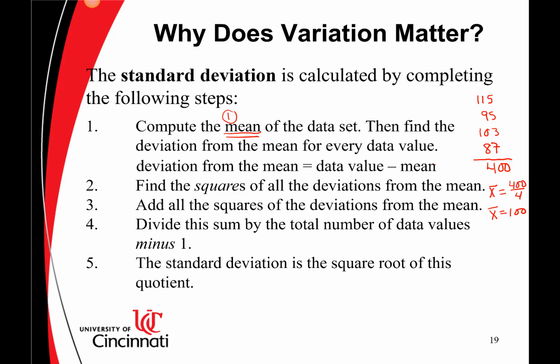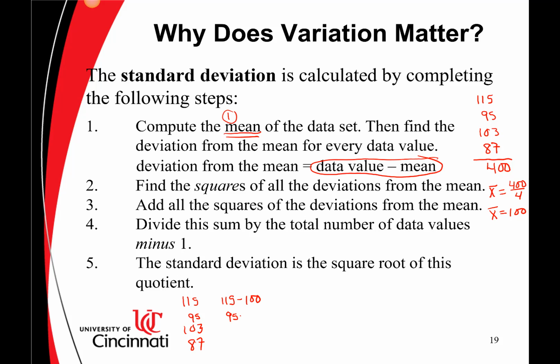Step 2 says that for each set of data, you do whatever that value is minus the mean. So what that's going to allow us to do is we're going to take the 115, the 95, the 103, and the 87, and in each case, we're going to subtract whatever the mean is. Well, here the mean's 100.